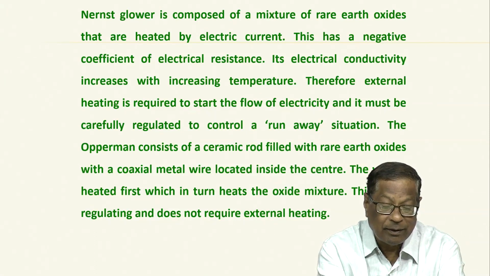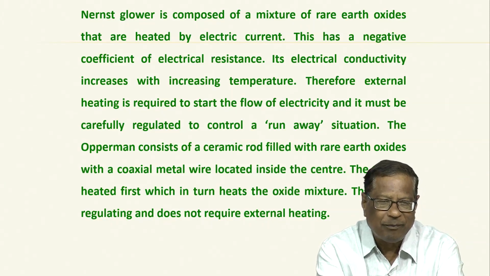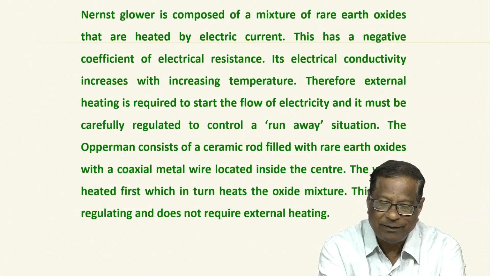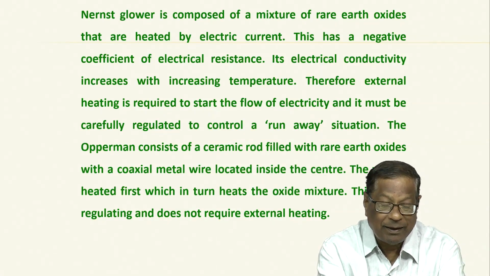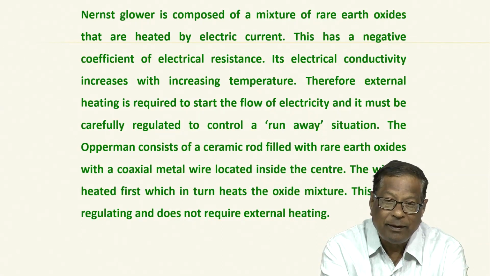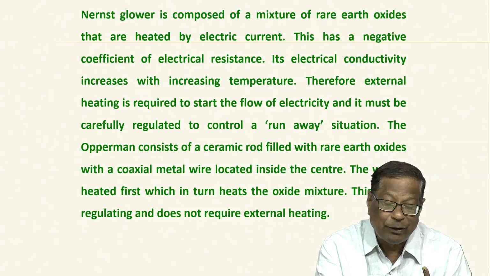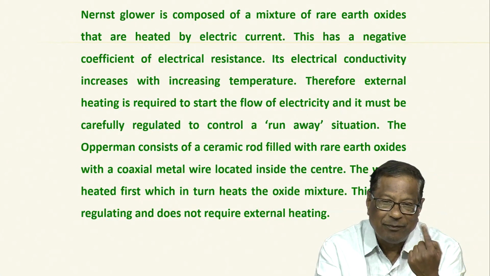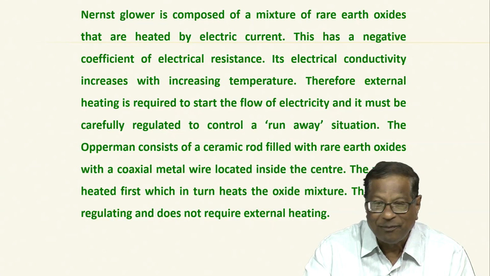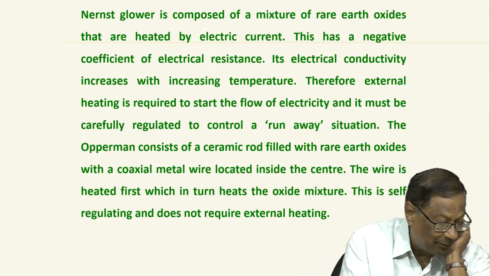The Nernst glower has got this property, that is rare earth oxides. Now, the Opperman is another type of IR source that consists of a ceramic rod filled with again rare earth oxides, but with a coaxial metal wire located inside the center. Now, you can understand it will be something like this.